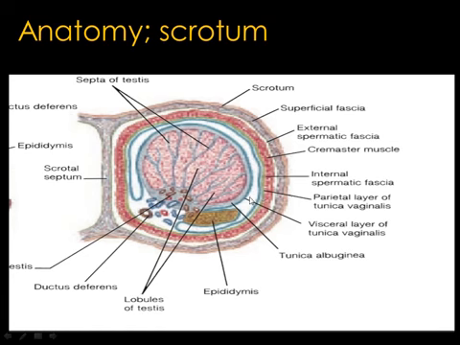Here is the visceral layer of the tunica vaginalis, which covers the tunica albuginea. The tunica albuginea covers the testes. There is a potential space between the parietal and visceral layers of the tunica vaginalis, which contains 2 to 3 millimeters of fluid.